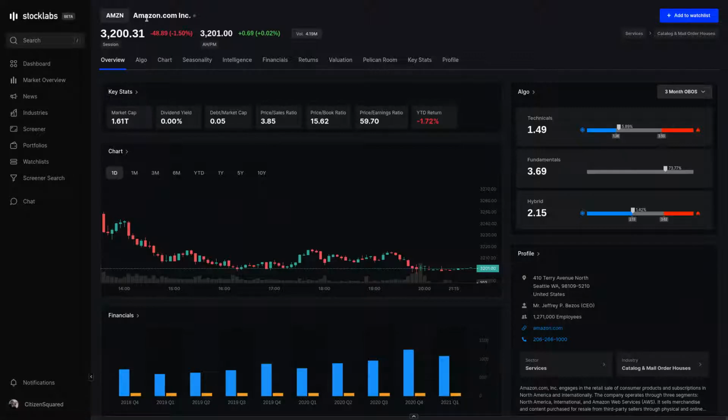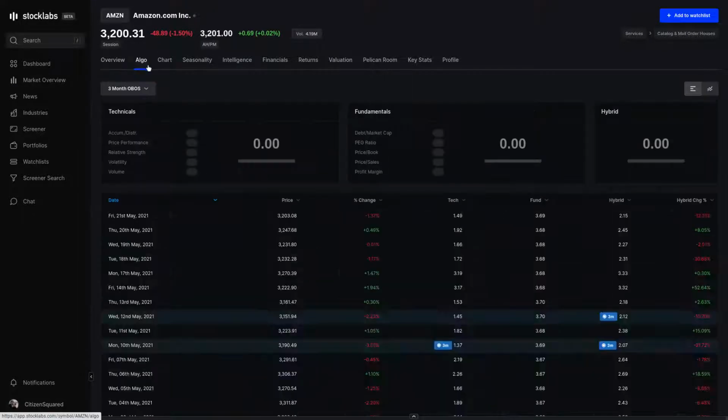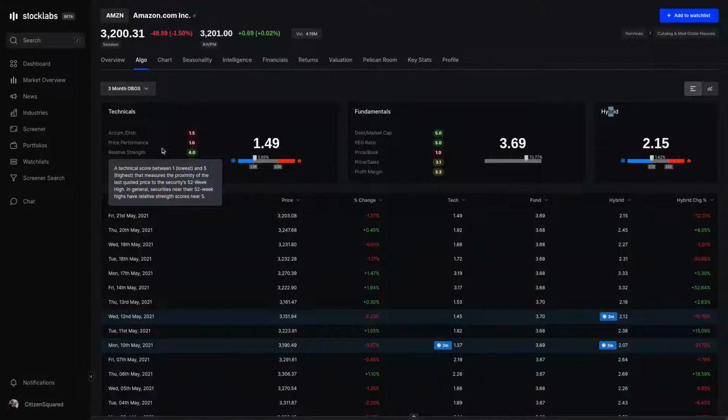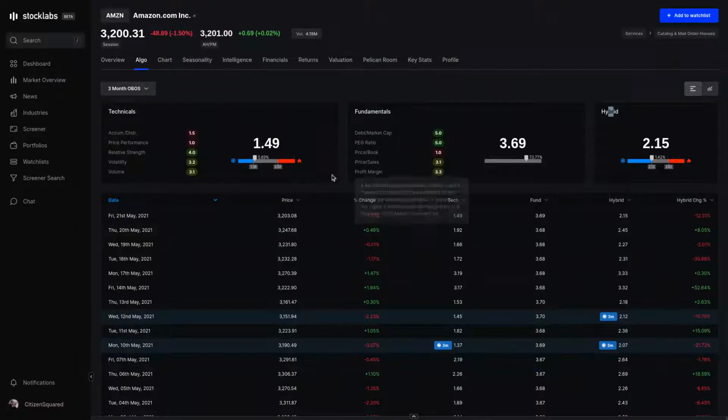If we go to a particular stock's page and click on the Algo tab, we see we have a technical ranking, a fundamental ranking, and a hybrid ranking, which blends the technical and fundamental scores. The factors that go into each ranking are listed below, and if you hover over any one of them, you'll get a brief snapshot of how it's defined. Each factor is given a 1 to 5 score, and then the overall score is printed in the window.